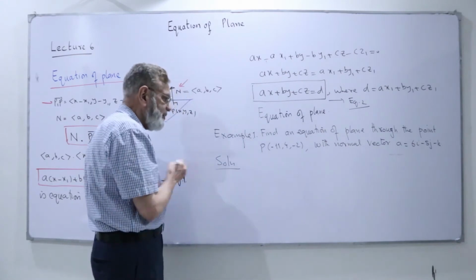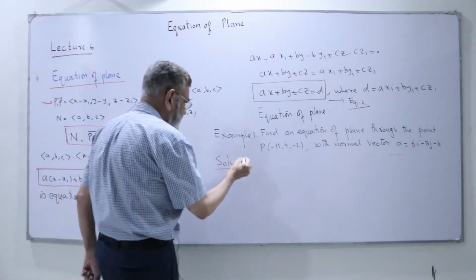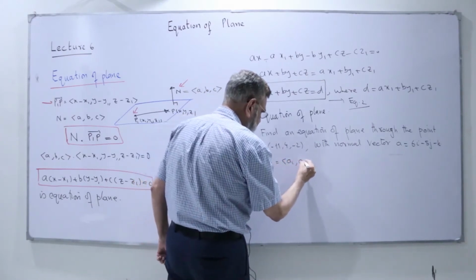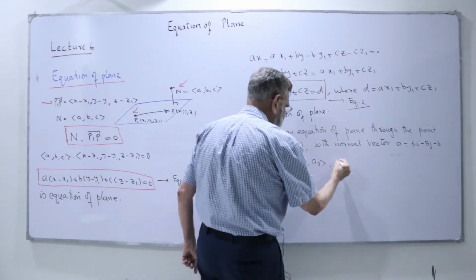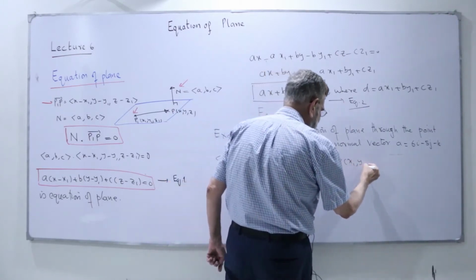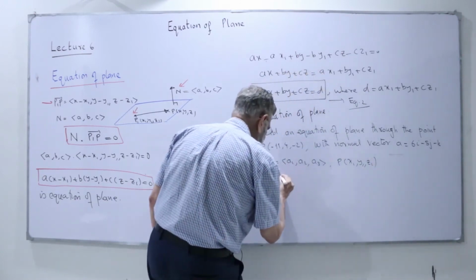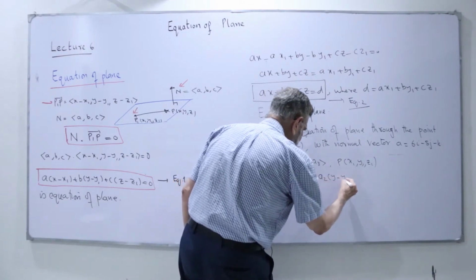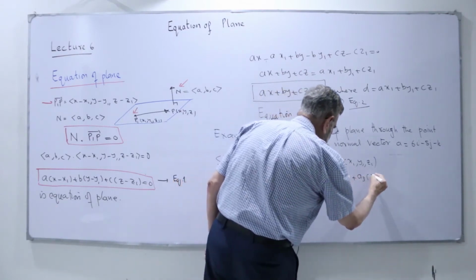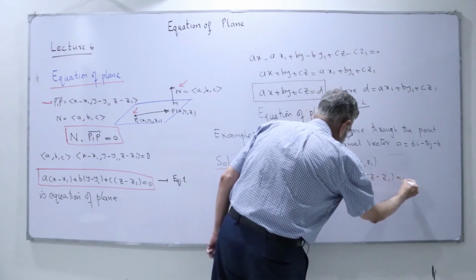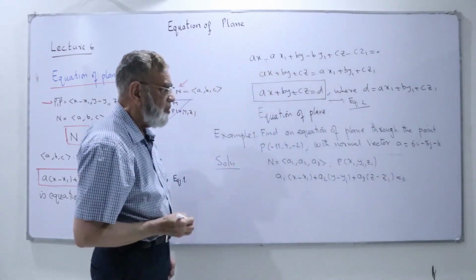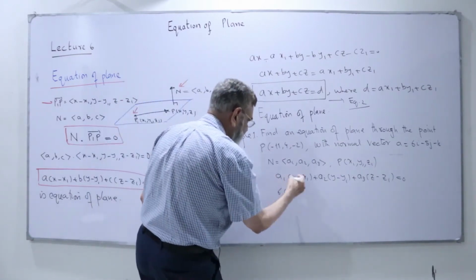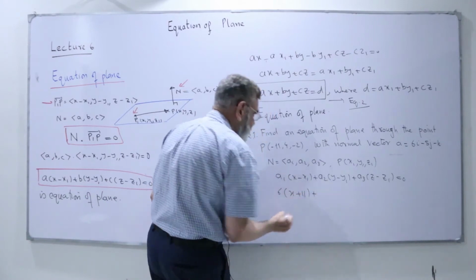For the solution, we apply our equation. I take the normal vector n with the coefficients a1, a2, and a3, and I take the point P as x1, y1, and z1. So my equation will be a1(x minus x1) plus a2(y minus y1) plus a3(z minus z1) equal to 0. Now a1, a2, a3 are given as 6, minus 5 and 4. So I get 6 into x minus x1, which is x plus 11. Then we have a2.